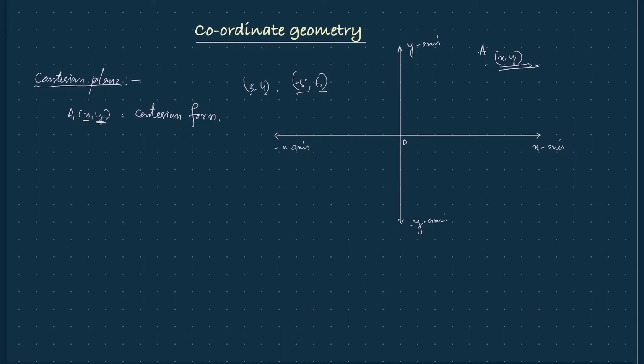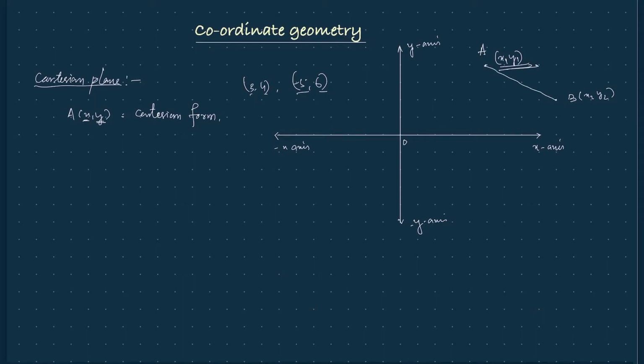Now I will say what is the distance between two points. See, a is one point and b is another point. This is x1, y1 suppose, and this is the point x2, y2. So what is the distance from a to b? What is the distance between a and b?